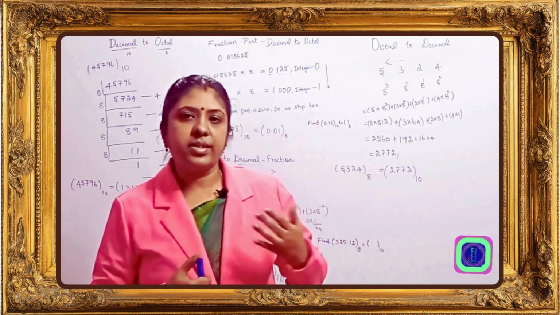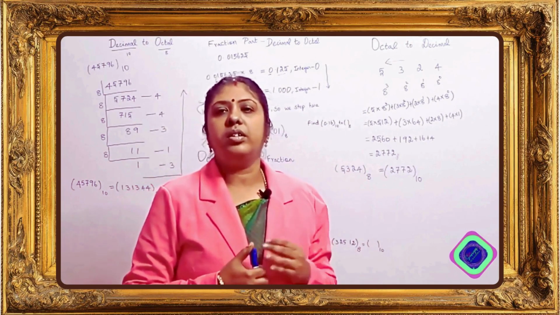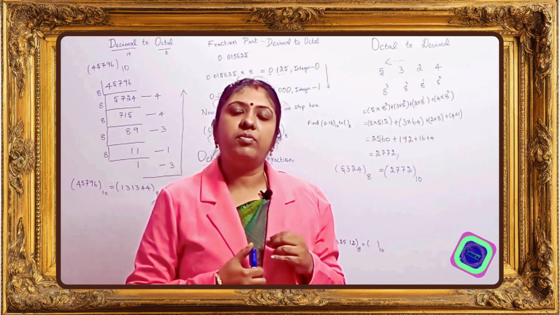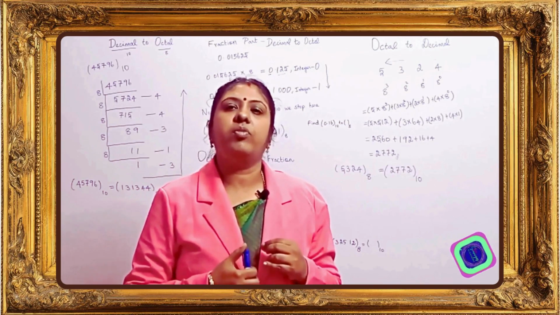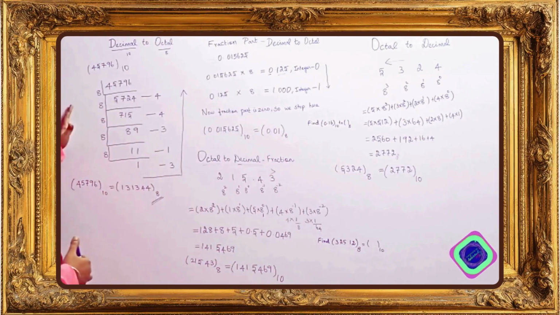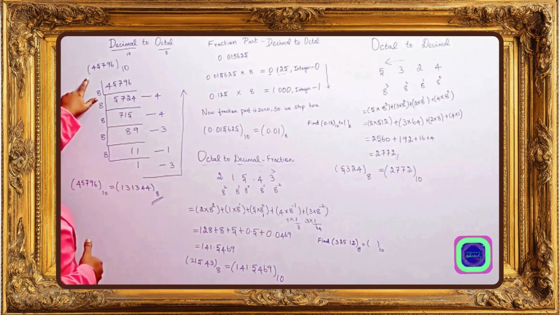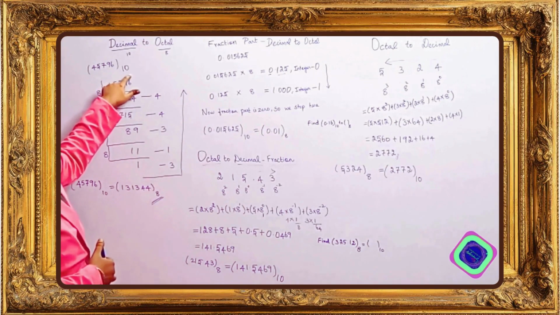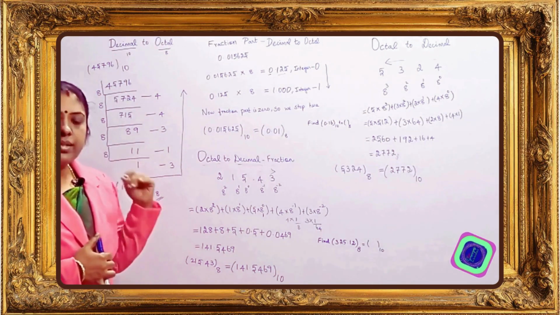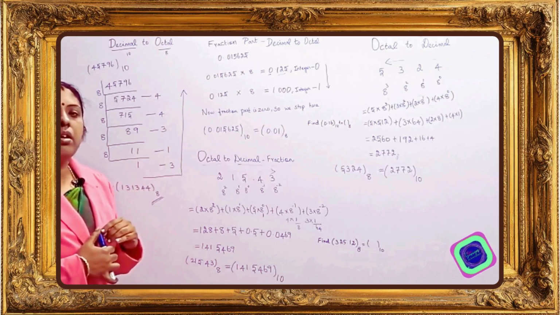First, we can see the decimal to octal and then the octal to decimal conversions. And what we have to do for conversion when we have an integer part, and what we have to do when we have a fractional part, we can discuss in this video. The first example is, consider the decimal number 45796 to the base of 10. Here we have to convert this base 10, that is the decimal number, to the octal number system.